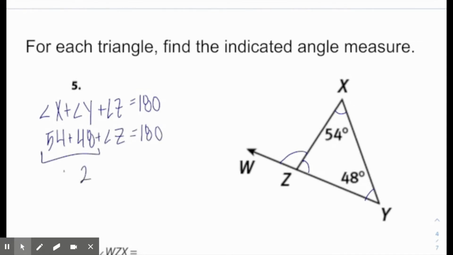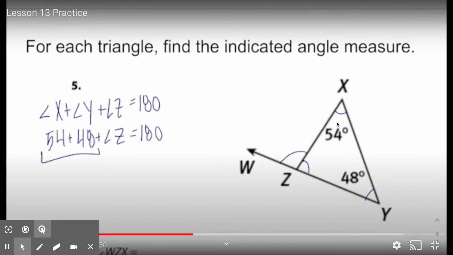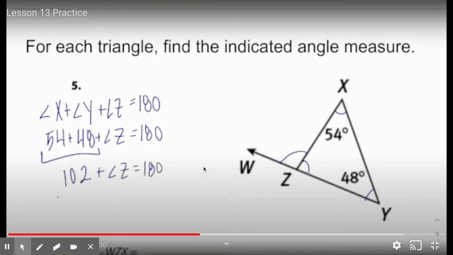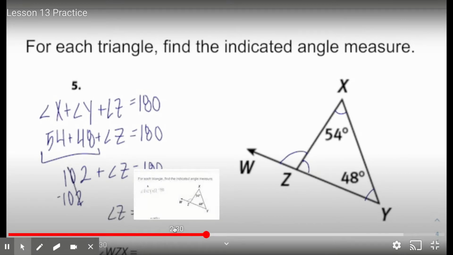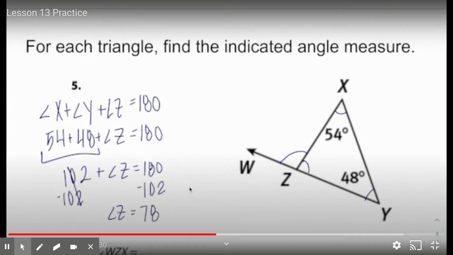I know they add to 180, so I'm going to simplify. 54 and 48 is 102, plus angle Z is 180. So again, if I'm simplifying these two, I have 102 plus Z is 180. I'm going to subtract 102 on both sides and get that Z equals 78 degrees.